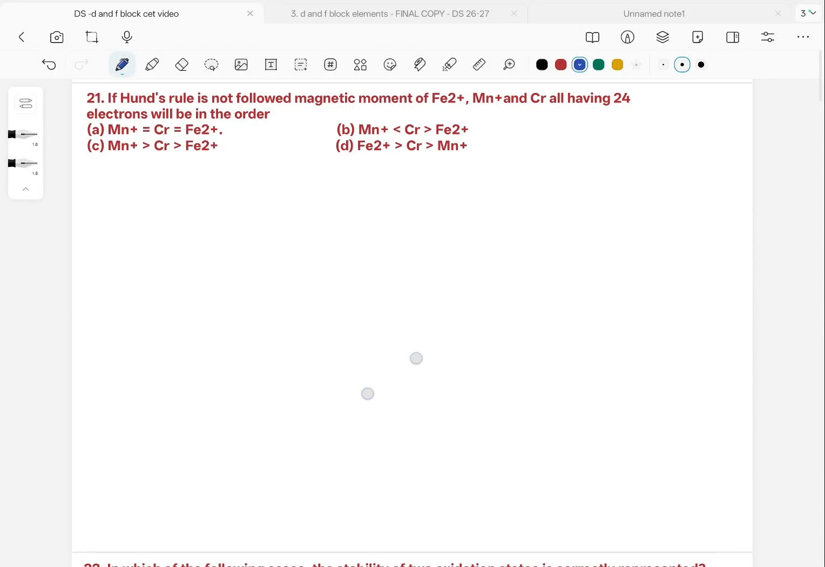The question is about magnetic moment. If Hund's rule is not followed, the magnetic moment of Fe2+, Mn+ and Cr, all having 24 electrons, will be in which order? We all know that magnetic moment is directly proportional to the number of unpaired electrons. Let's find out the unpaired electrons in these ions and atom given.